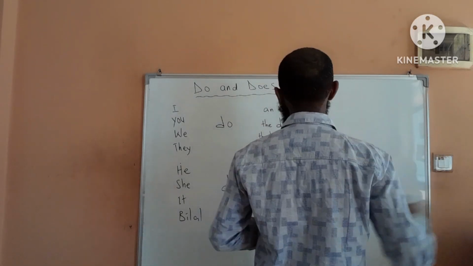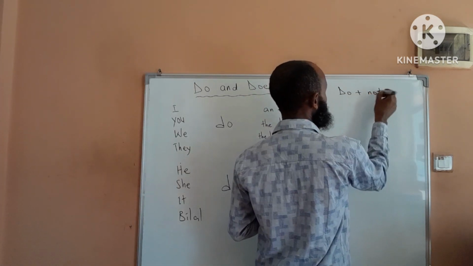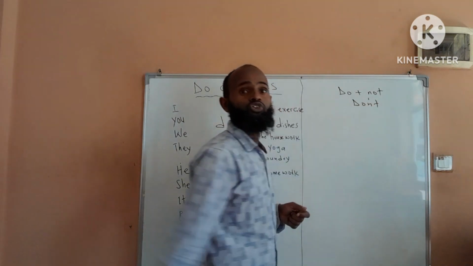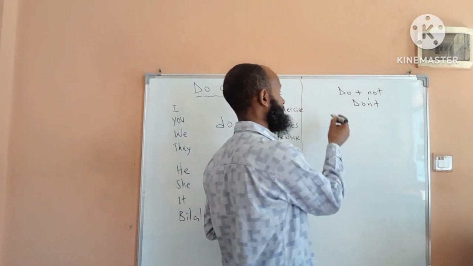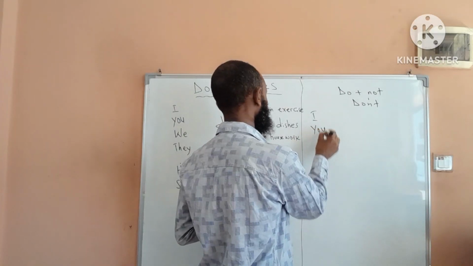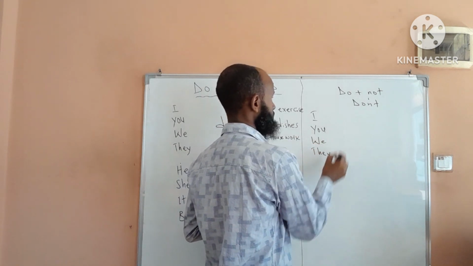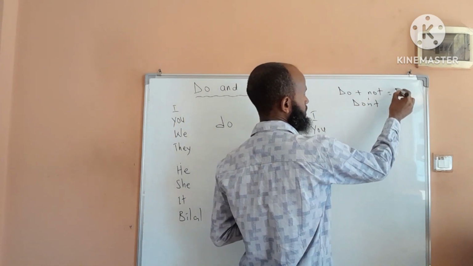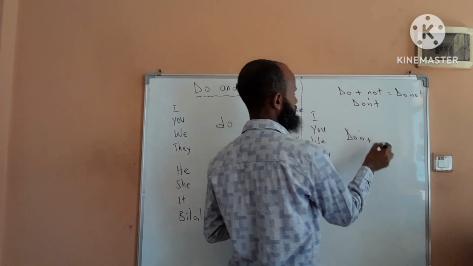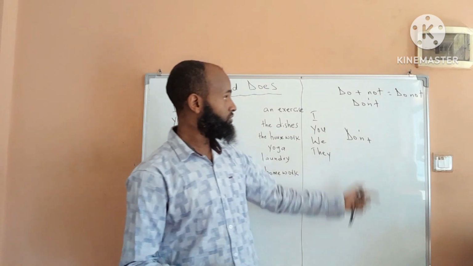When we make it negative, we have to use do plus not. That will be don't. I don't. You don't. We don't. They don't. They do not. This one will become do not. So let's use it as a contracted form. Most of the time in spoken English we use the contracted form.